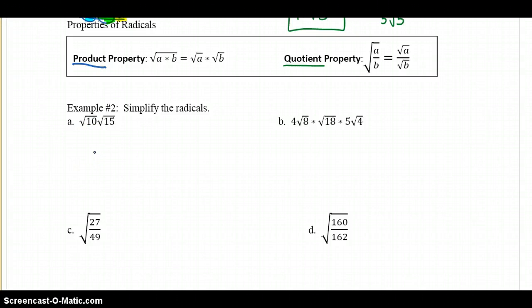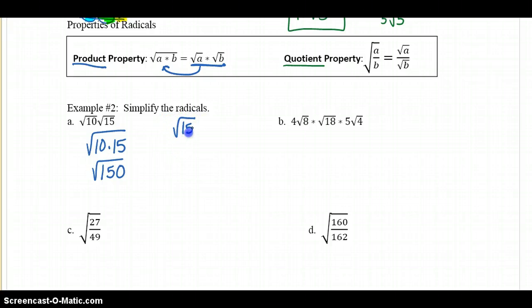Letter A says the square root of 10 times the square root of 15. According to my product property, I can go ahead and combine that. So I've got the square root of 10 times 15. 10 times 15 is 150. Okay, so now I just have the square root of 150. Now, you should check on your calculator, but 150 is not a perfect square.